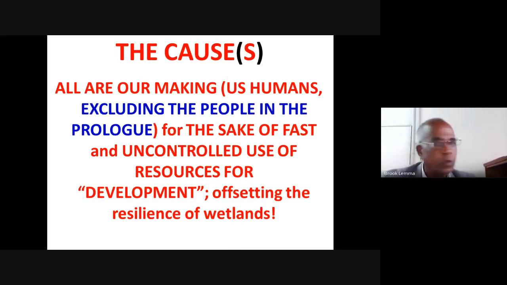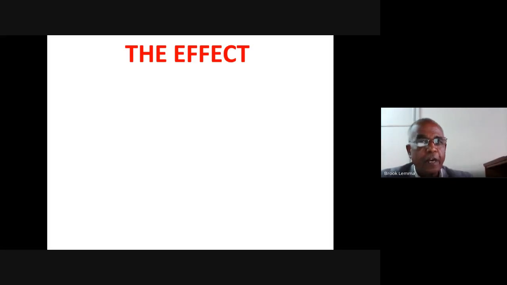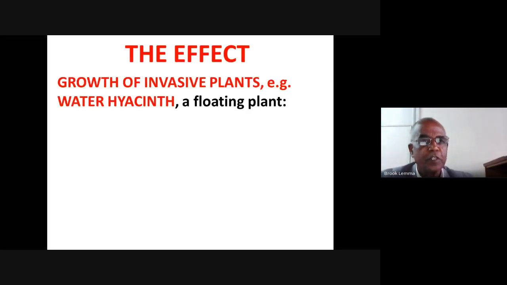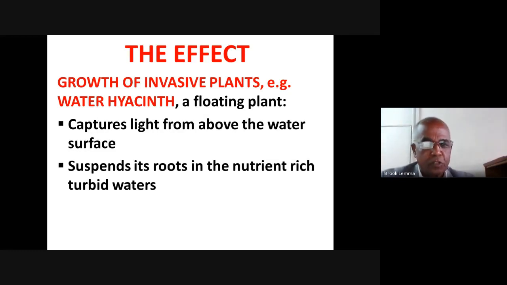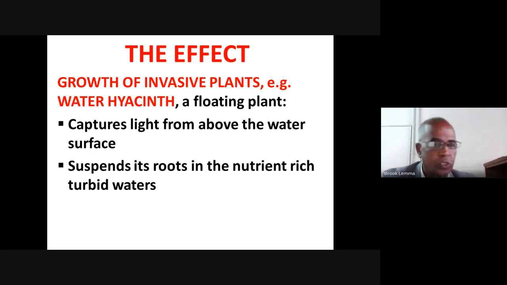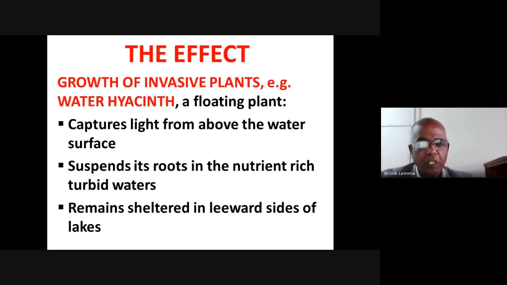But all other people, including the academics, who probably haven't done enough work, contributed to the offsetting of the resilience of the wetlands. The effect is the growth of invasive species like water hyacinths, which capture light from above the water surface, suspend their roots in the nutrient-rich turbid waters, and remain sheltered in the leeward sides of the lakes and flourish extensively.